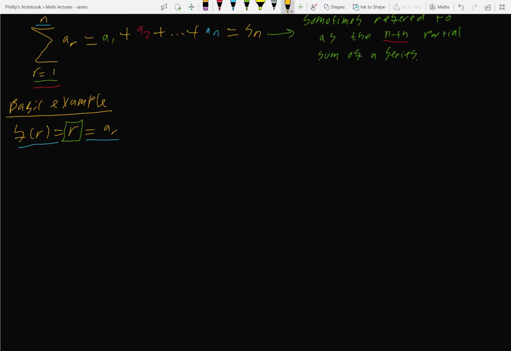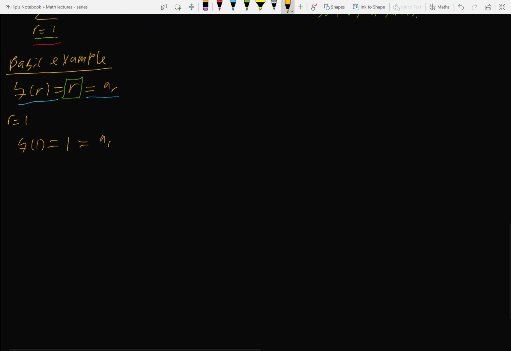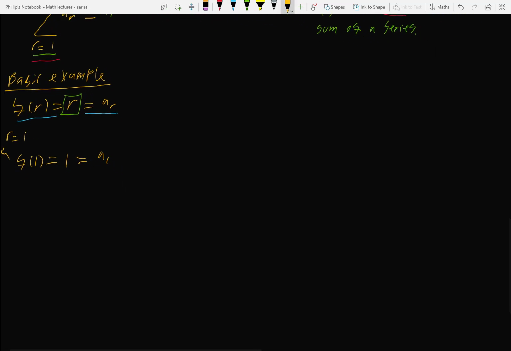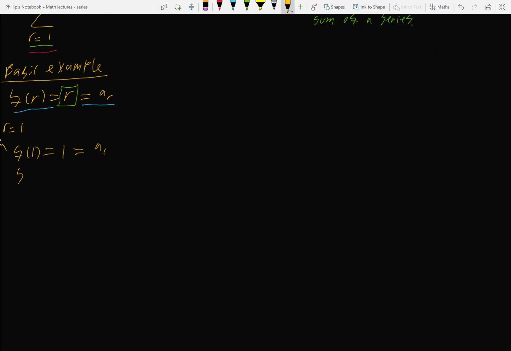So for r equals 1, we've got f of 1 equals 1, which is equal to a1. Now this function is a very basic function. You take a positive integer r and you return the same positive integer. So this function does nothing. It just returns the same value you input. It's a waste of time really, but I digress. f of 2 is equal to 2, which is equal to a2. We go down, f of n is equal to n, which is equal to an.